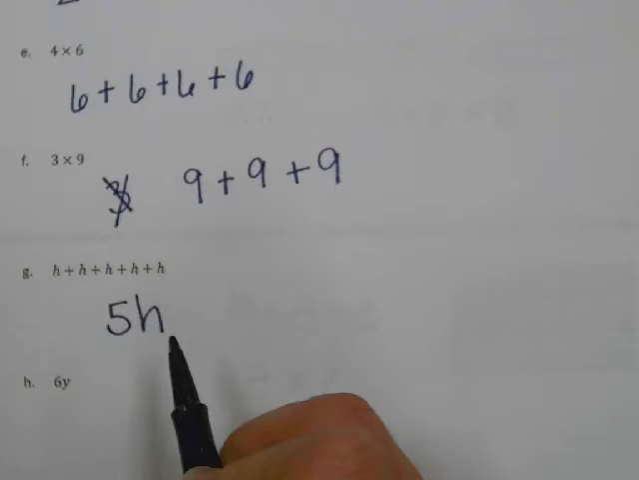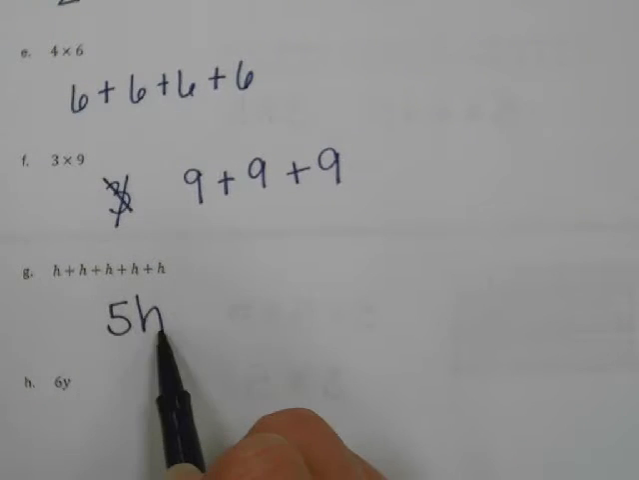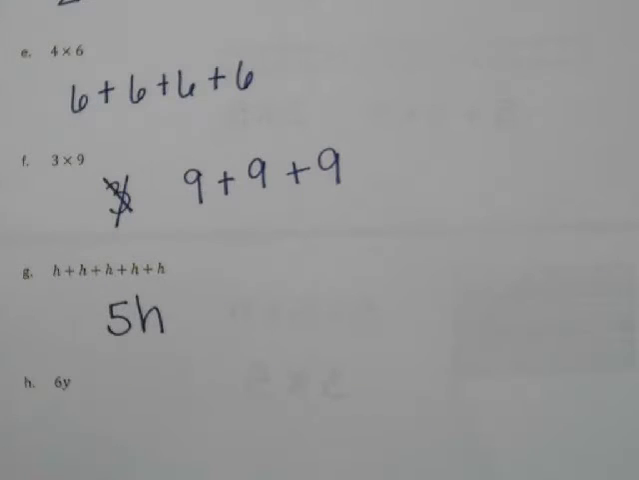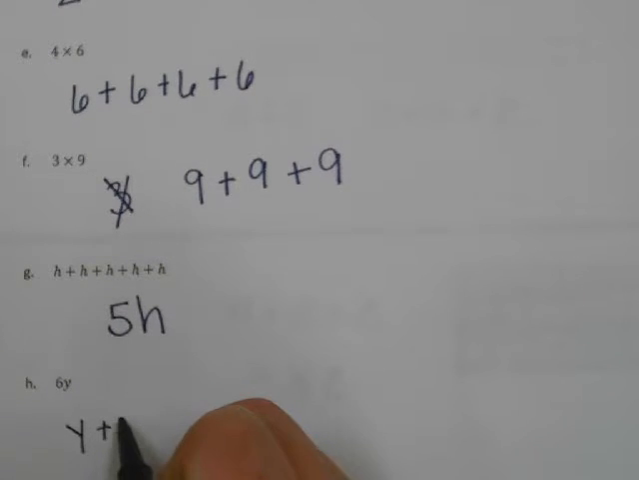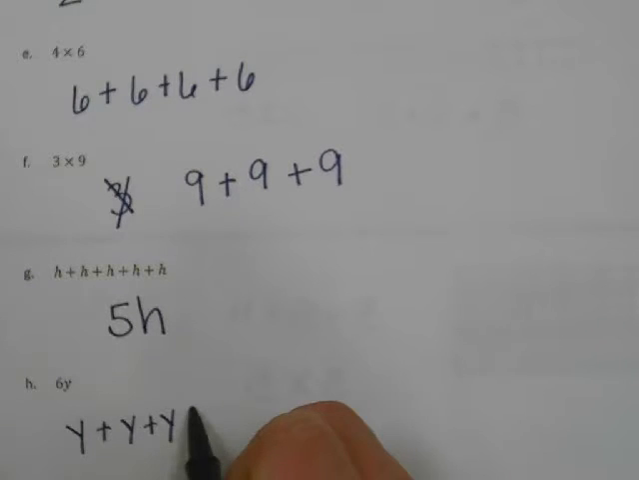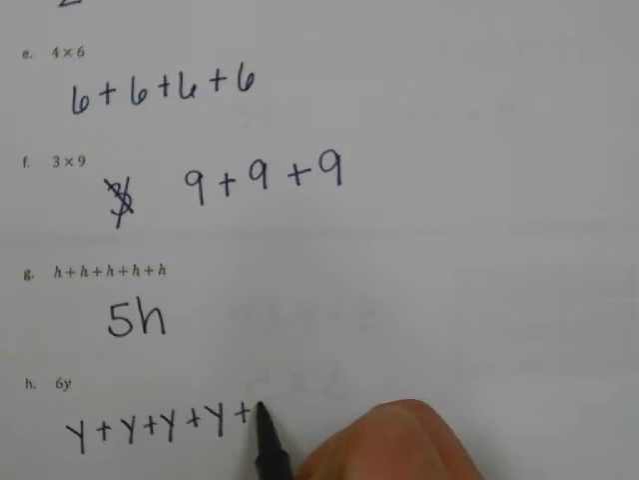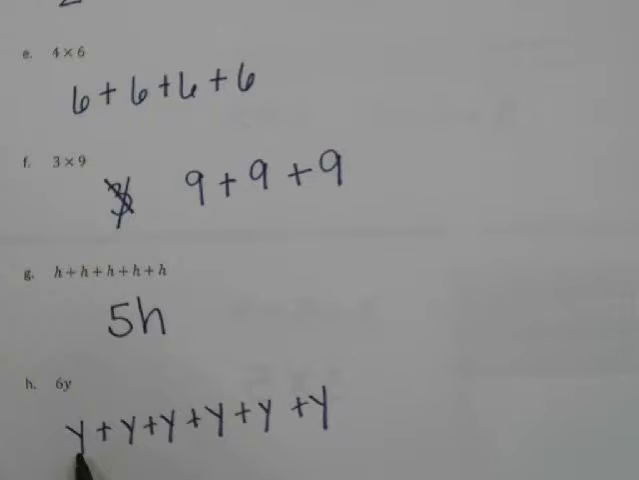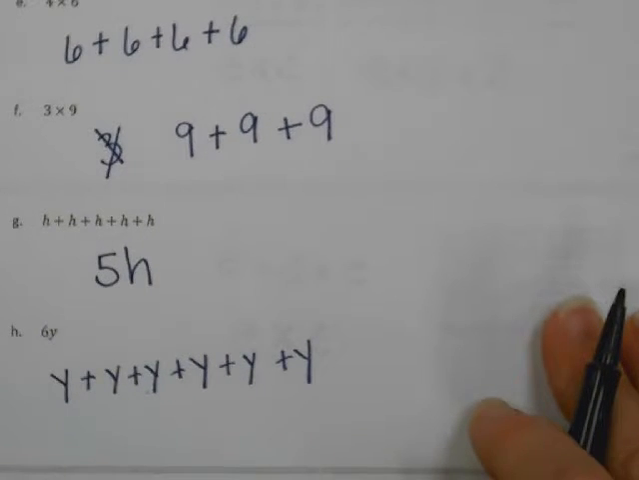Remembering that when there's no multiplication sign between a number and a letter, that means multiplication. 6Y, that means I should have 6 Y's for that repeated addition. Y plus Y plus Y plus Y plus Y plus Y, and I'm going to count them. 1, 2, 3, 4, 5, 6. Always count and make sure that you've done it correctly.